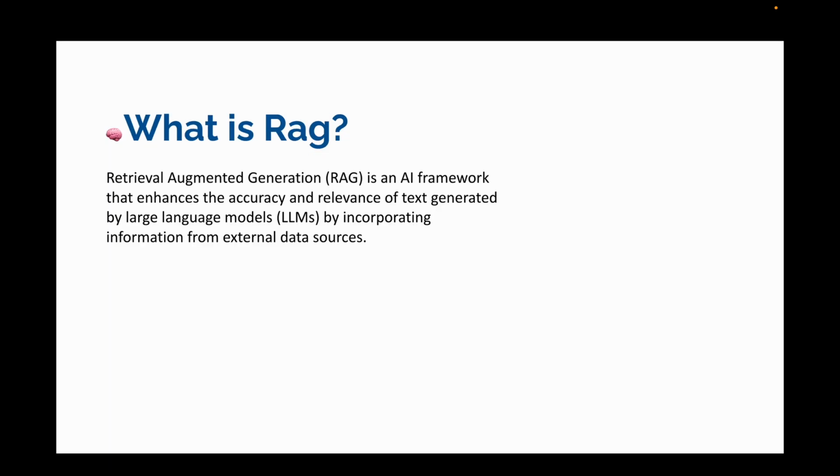RAG, also known as Retrieval-Augmented Generation, is one of the AI techniques used to improve the performance of large language models. It works by connecting an LLM with external knowledge bases, allowing it to access and use up-to-date domain-specific information before generating a response. So let's break down how it works. This actually solves the problem with the traditional LLM.